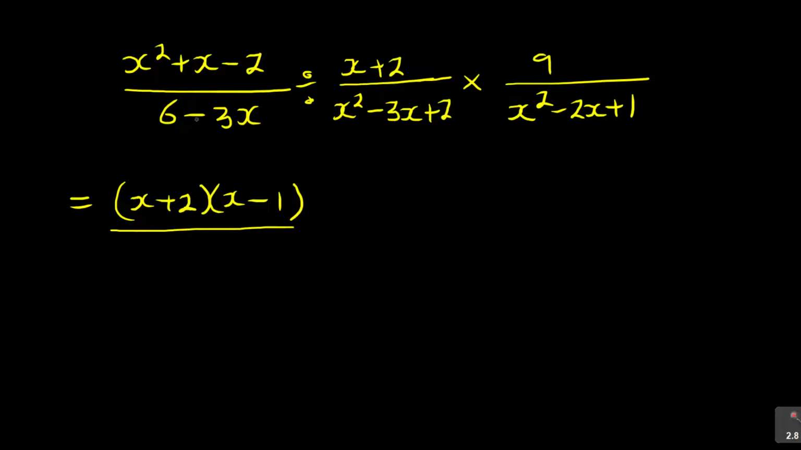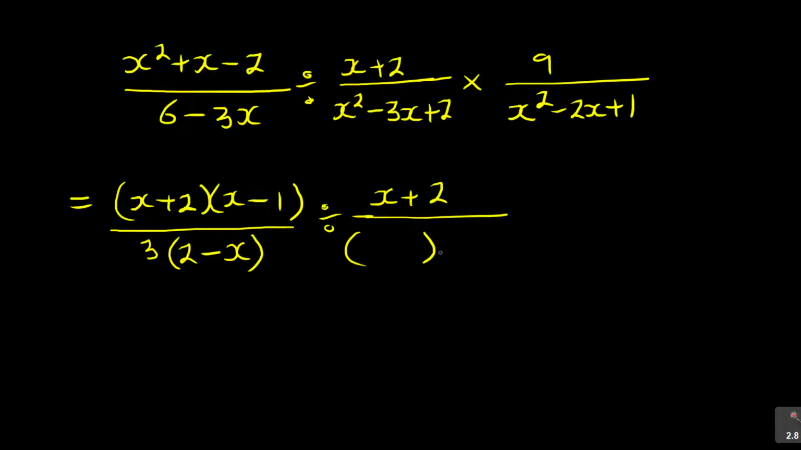This is 6 minus 3x. 3 is common here, so it will be 3 into 6 minus... 3 into 2 minus x, right? Divided by, let's maintain the division sign for now. I've got x plus 2 over, again, I need to factorize that.